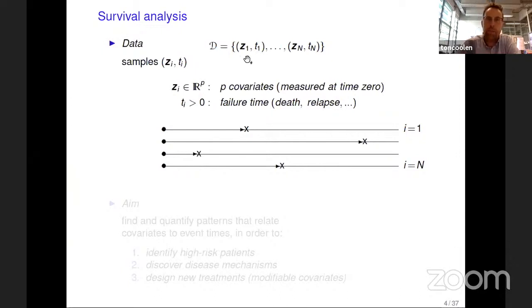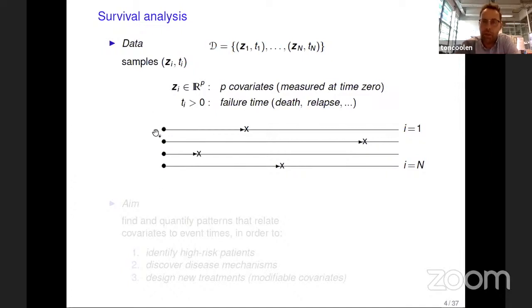The crucial thing is that these are event times that have the property that once a person is dead or had a relapse, I can no longer guess what would have happened afterwards. So these are a particular type of data. And so this is what you have. You have time 0 when you make all kinds of measurements in your patients. These are the vector Z.